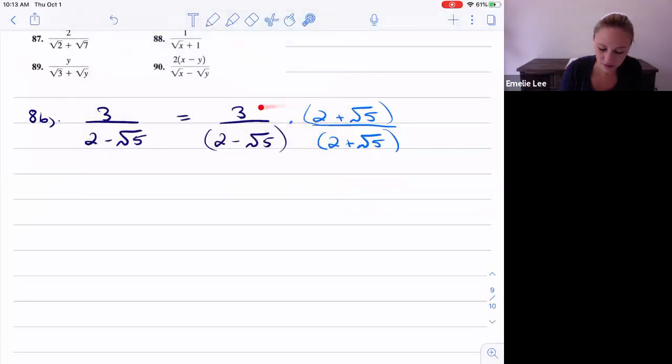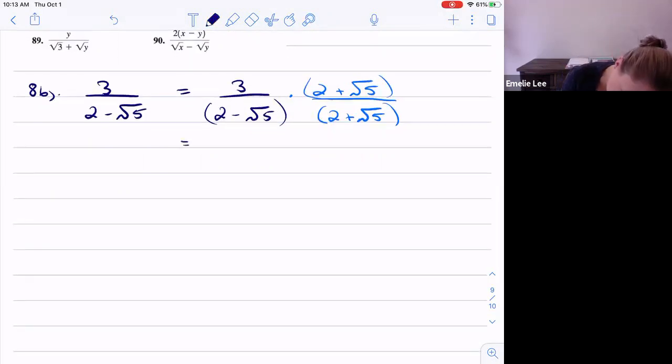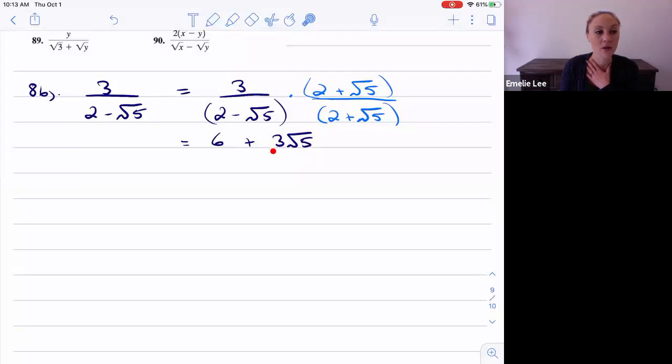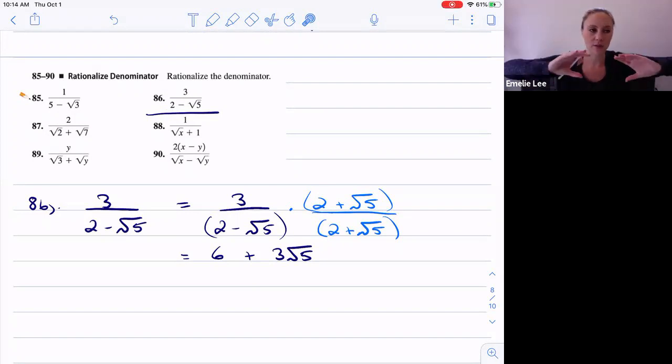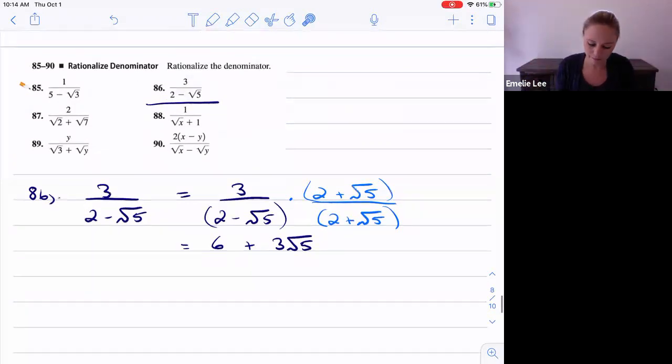Now I'm going to expand the numerator, expand the denominator because I'm multiplying here, so I'm allowed to do that. See where we end up. So I get 3 times 2, which is 6, plus 3 times root 5, so 3 root 5. Now I do have this root in the numerator, but because the goal was to rationalize the denominator, I'm only concerned if I still have roots in the denominator, right? The root had to go somewhere, so if we're rationalizing the denominator, we're essentially moving the root upstairs.